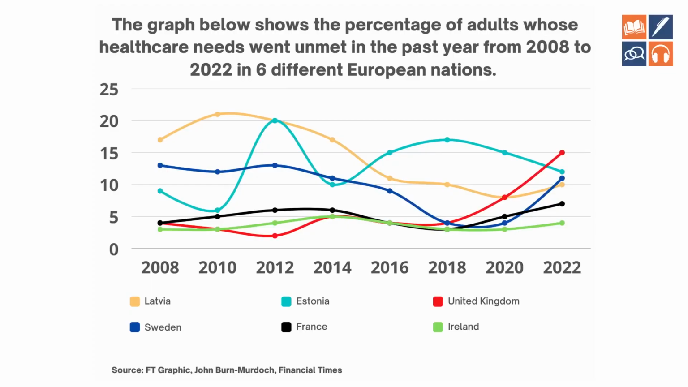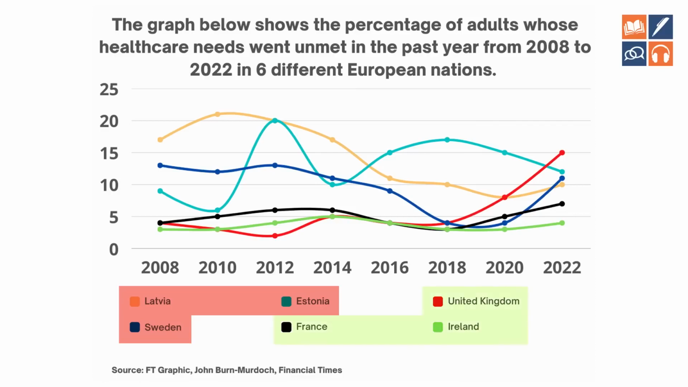So if we just look at the data, Latvia, Sweden, and Estonia, we can group those countries together because they have these wild fluctuations. So we can group those into a details paragraph and talk about those or write about those fluctuations.